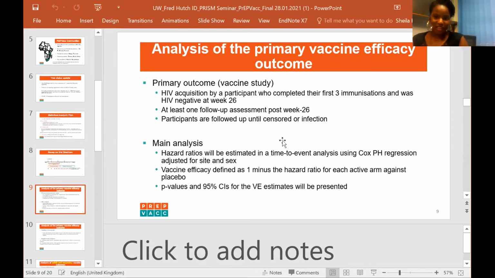So the analysis for the primary vaccine efficacy. Our primary outcome will be HIV acquisition. We're going to first focus on the vaccine efficacy, then the PrEP effectiveness. For the vaccine efficacy, the outcome is HIV acquisition by a participant who completed their first 3 immunizations and was HIV negative at week 26. So if after the first 26 weeks you are known to be HIV negative, then we follow you till the end of the trial. We assess whether you get HIV infection, or we follow you up until you're censored from the study. The analysis for this will be a time to event analysis using a Cox proportional hazards regression, adjusted for site and sex. Vaccine efficacy will be 1 minus the hazard ratio for each active arm. We're going to report this with 95% confidence intervals and p-values.